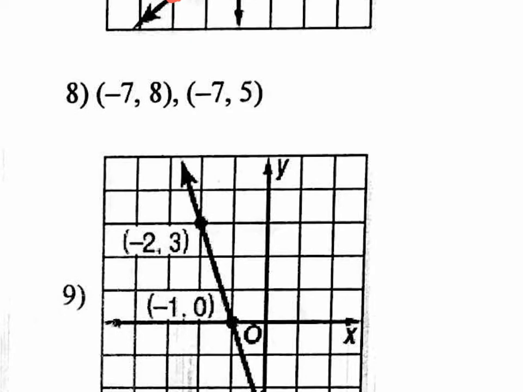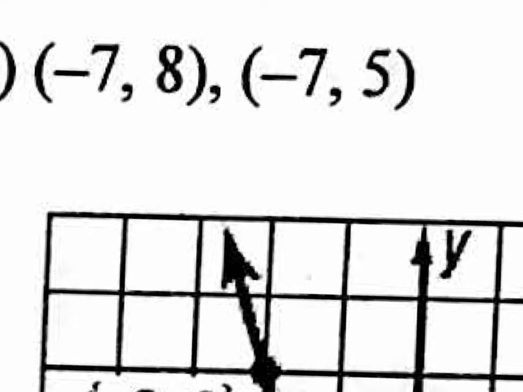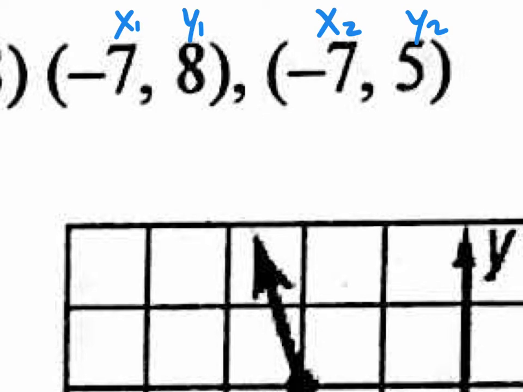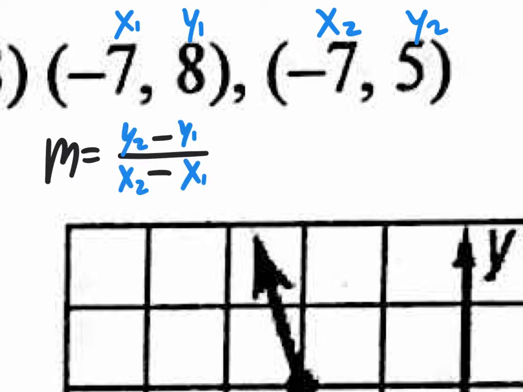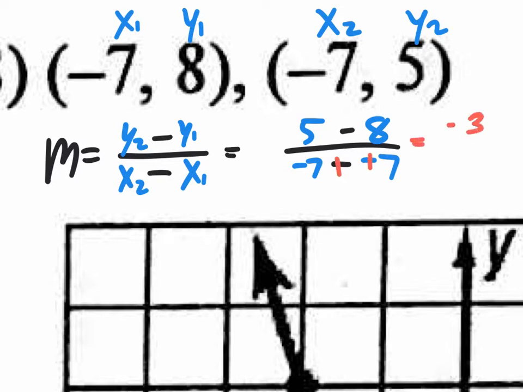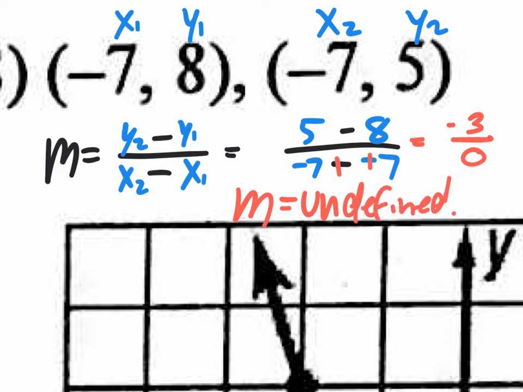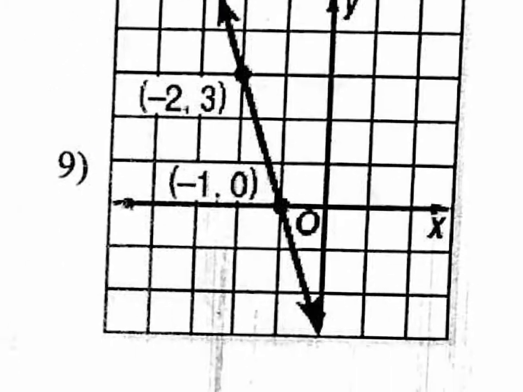Number 8, another slope formula problem. Label them. Write your formula. Plug in your values. So y2 is 5, y1 is 8, x2 is negative 7, x1 is negative 7. Change the minus minus to plus plus. You're going to end up with a negative 3 over 0. Anything over 0, when you have 0 underneath, what's your slope? Undefined. And that's it. Undefined. Moving on, number 9, another easy slope problem.